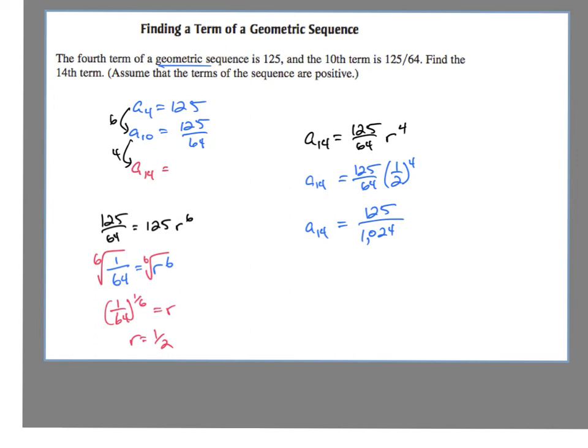So there's how my a sub 14 is. Now, I want to show you that if I wanted to find a sub 14, I could also use my a sub 4 of 125. And then how many times would I actually use my ratio? I'd use it 10 times. Guess what? This would still get you to that. So does it really matter which one you use? Not really. Just pick one and figure out how many ratios you're going to have.